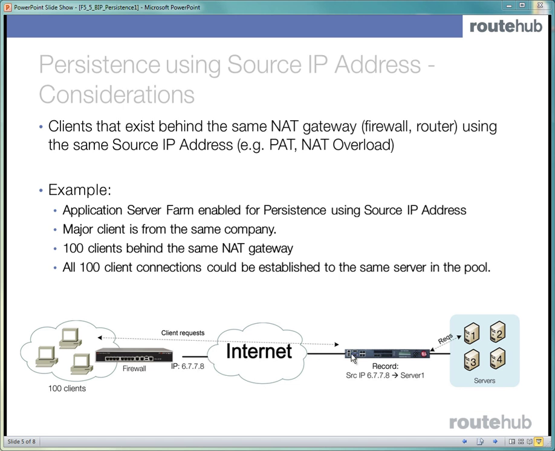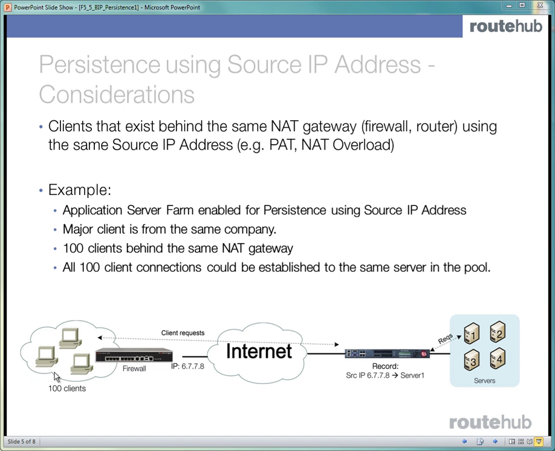So when it reaches the BIG-IP, the BIG-IP will see that and create a persistence record, based on the mask. Let's say it's doing it based on a /32 mask. That means it will create a record of 6778, and of course it's load balanced to one of these servers. Let's say server 1.